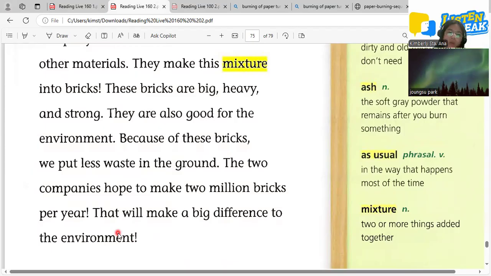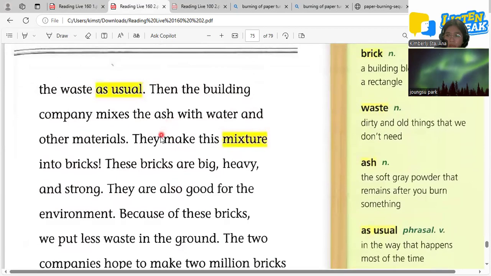Okay. So this one, Jimin, we learned how they use the waste. How do they make bricks from it? What do they do first? What do they do to the ash, Jimin? They mix the ash. How can they make a brick, Jimin? What's the first step?